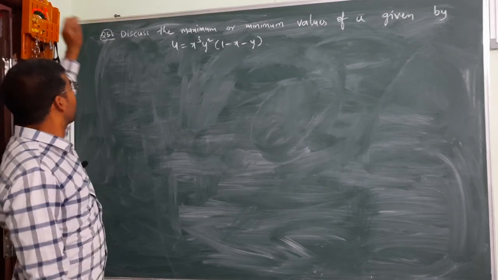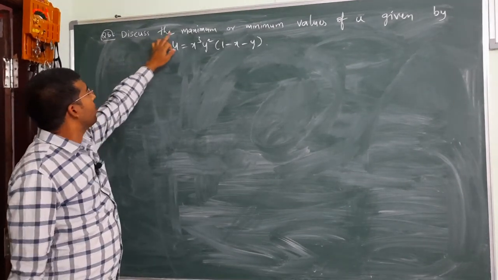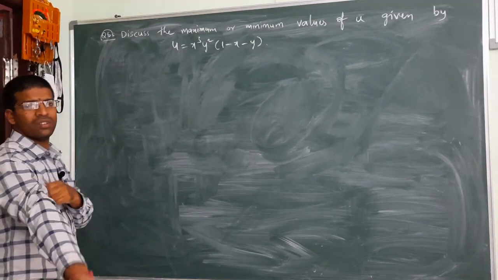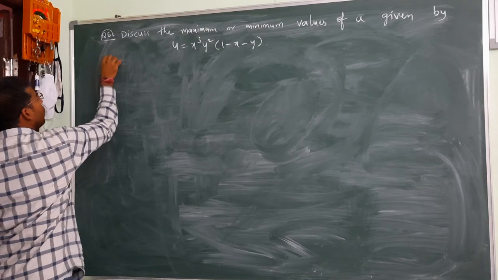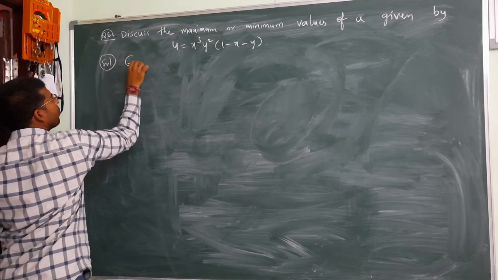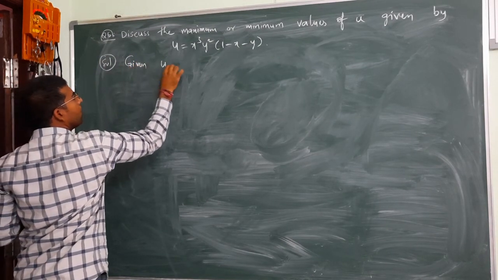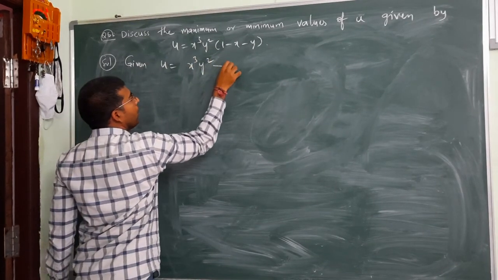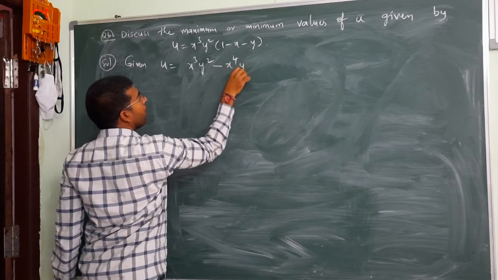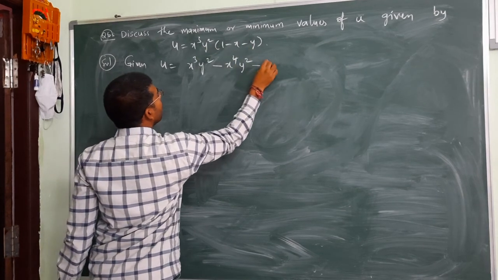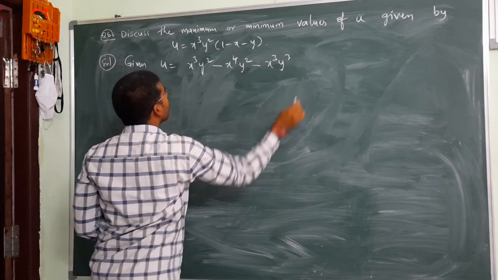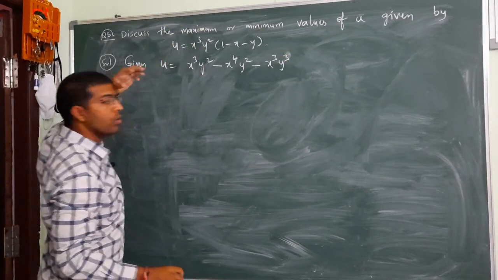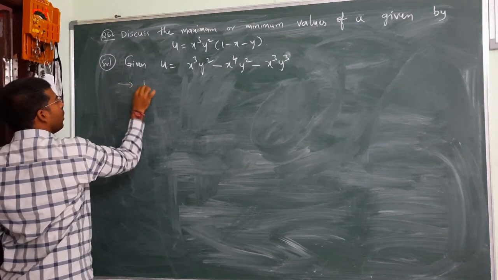Now let us discuss the fifth problem. Discuss the maxima or minima of values of u. u is given by this one. Same procedure, start. Solution. What is given? Given u is equal to, multiplying this out, x cube y square, x power 4 y square, next minus x cube y cube. Am I clear? Right, x cube y cube. This is u. In step 1 we need to find P, Q, R, S, T.